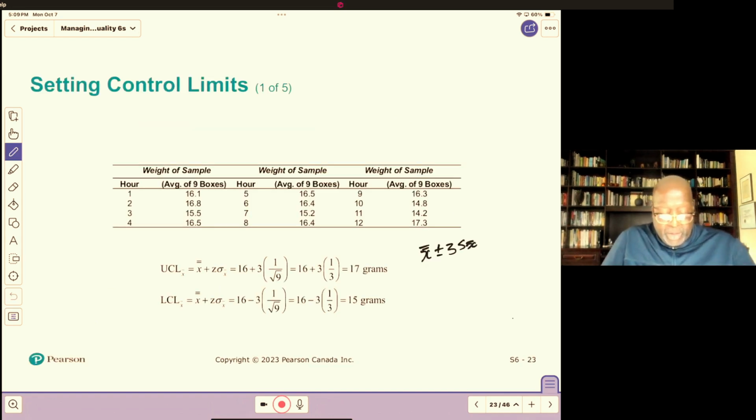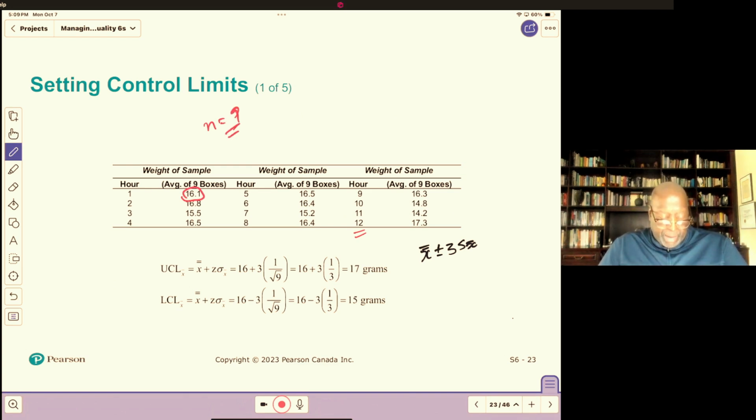Okay. So here's one example where samples are collected. In this case, 12 samples are collected, as you could see. But each of the samples has a sample size n of 9.